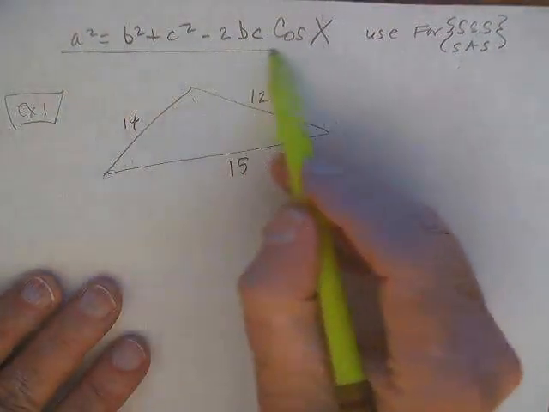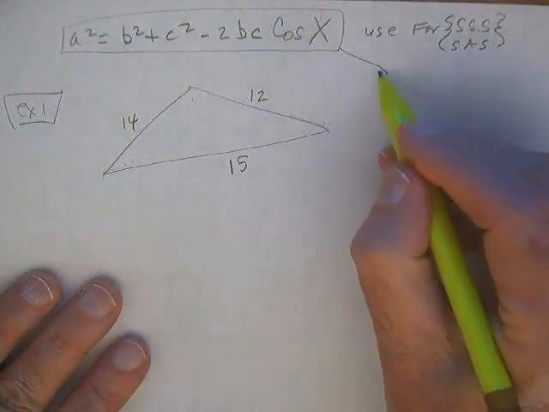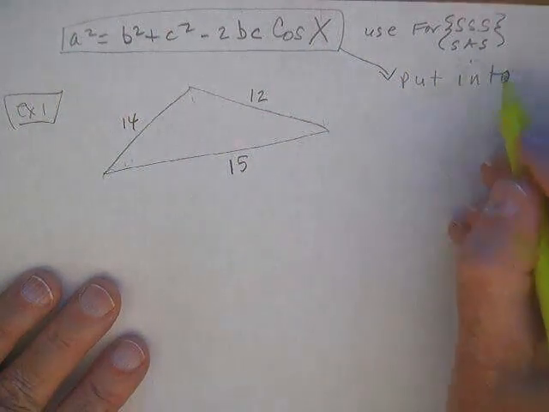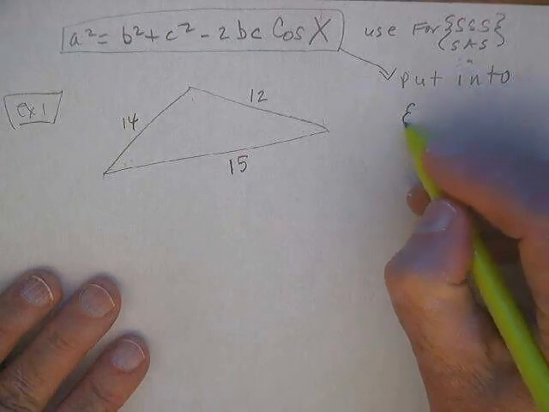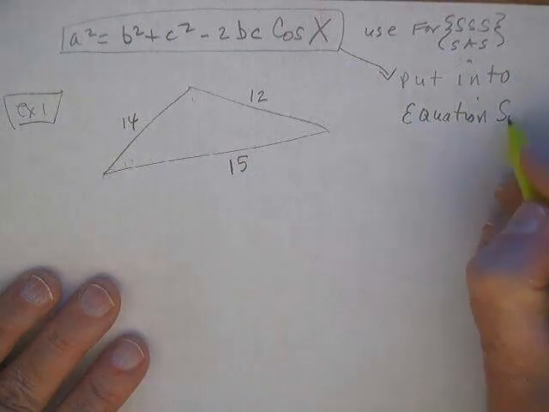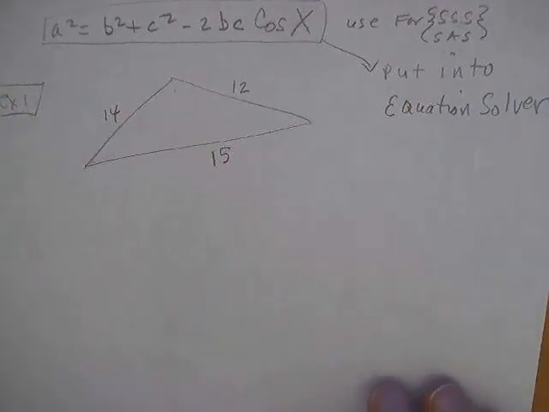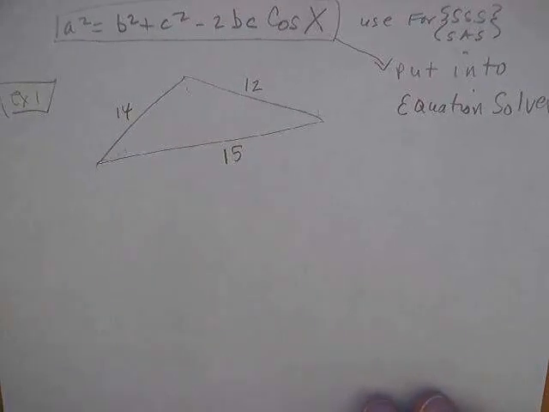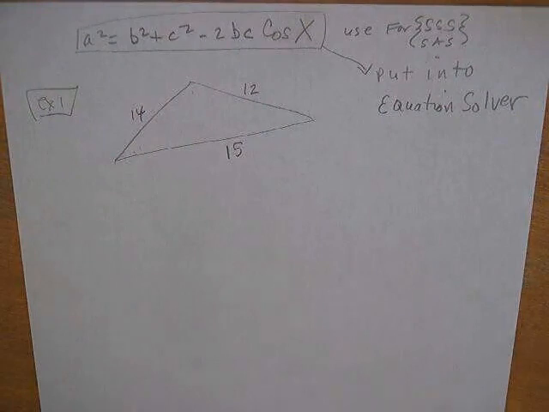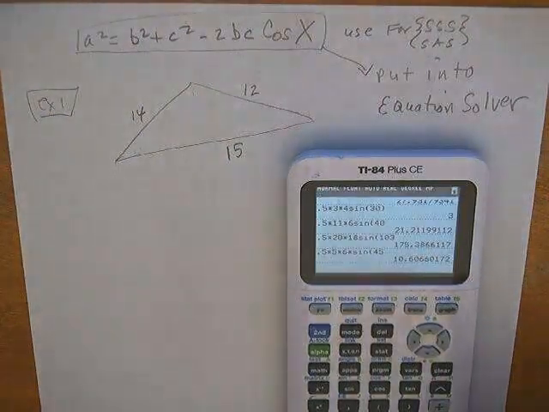Okay, so we want to take this formula right here, and we're going to put it into equation solver. And then all we have to do is put in what we know and it'll find the one we don't. Really, this is pretty slick if you think about it. Okay, so go to your calculator.